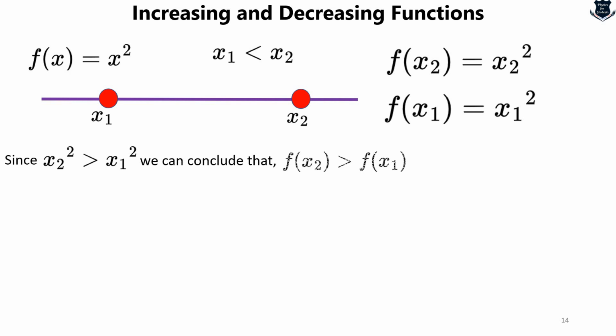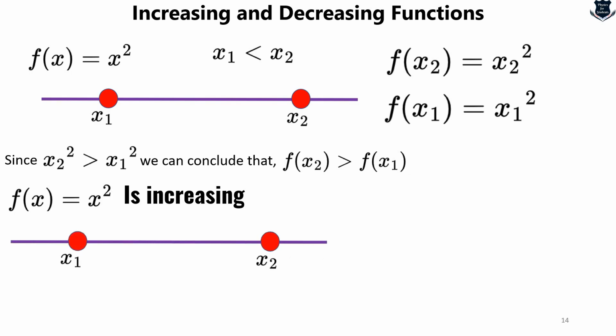We can conclude that f of x2 is greater than f of x1, and this holds true for any pair of points where x1 is less than x2. Therefore we can say that the function f of x equals x squared is increasing. And it is increasing, remember, on the entire real number line.